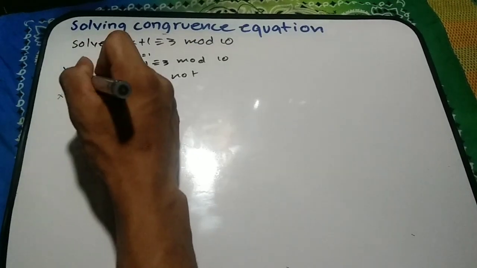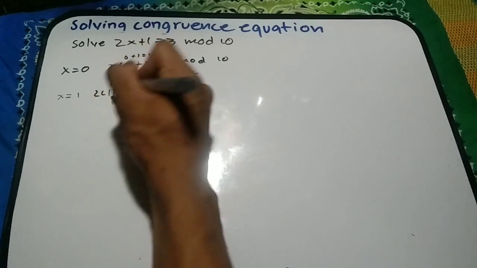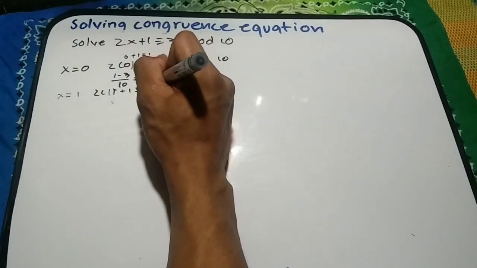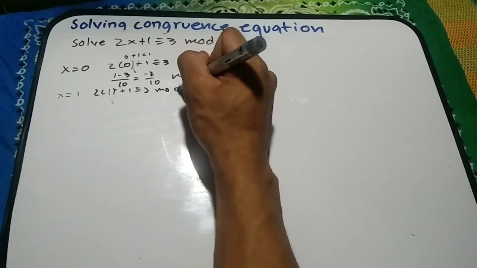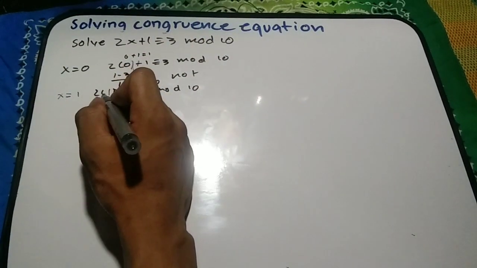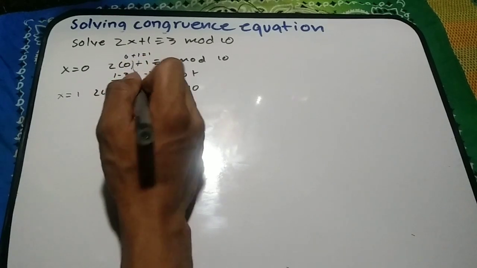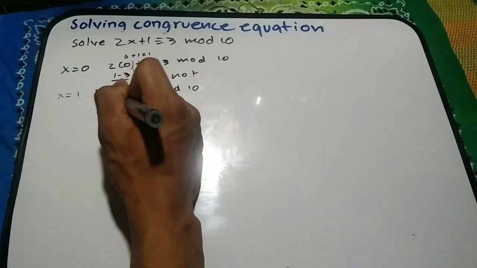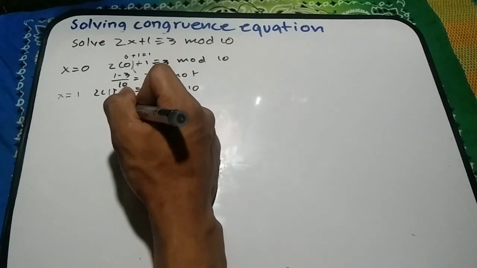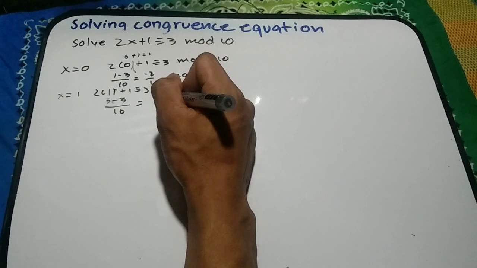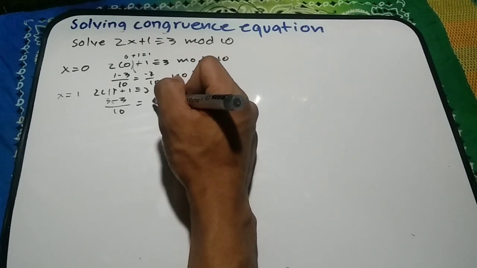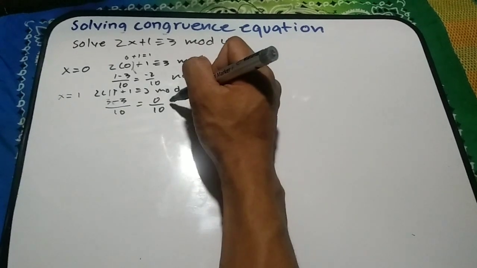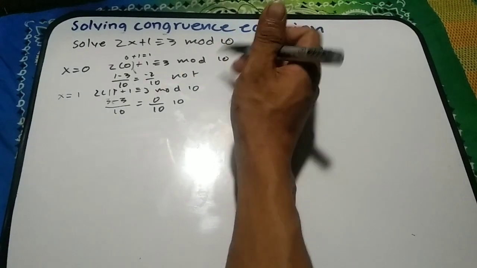x is equal to 1. 2 times 1 plus 1 congruent to 3 mod 10. 2 times 1 is 2, plus 1 is 3, minus 3 over 10 equals 0 over 10. 0 divided by 10, the answer is 0. This is true because 0 is a whole number.